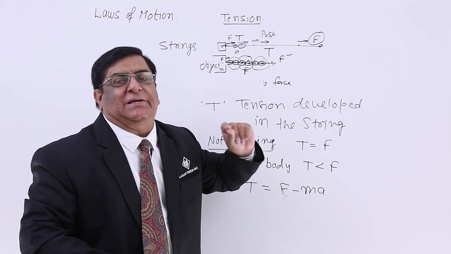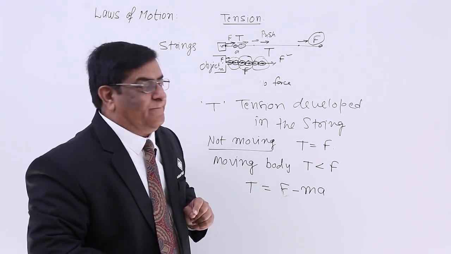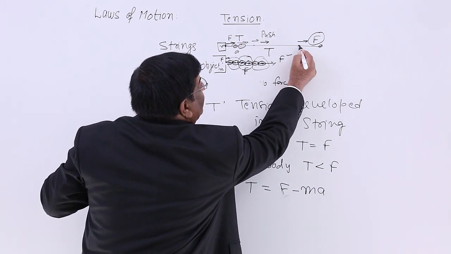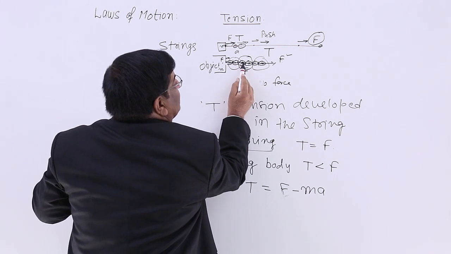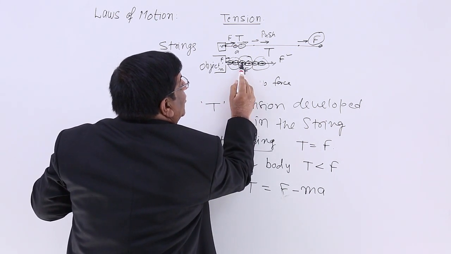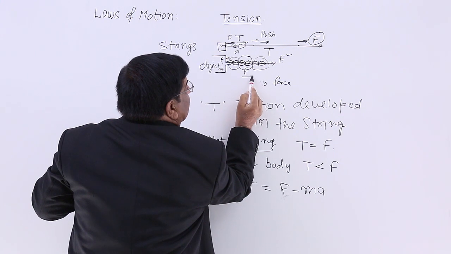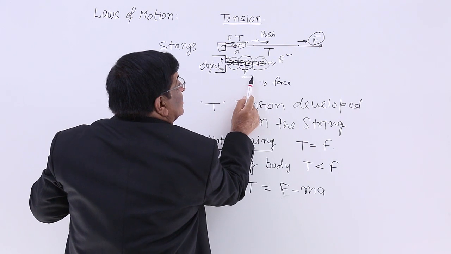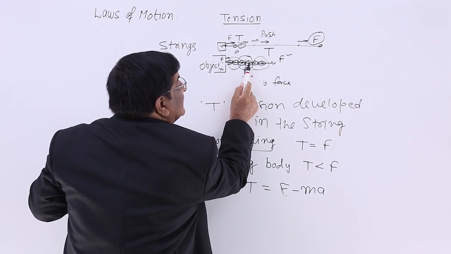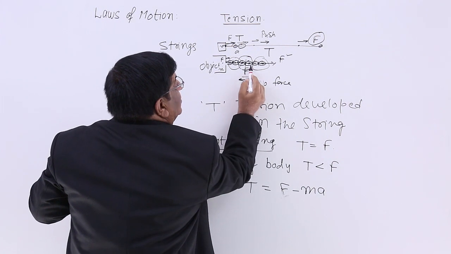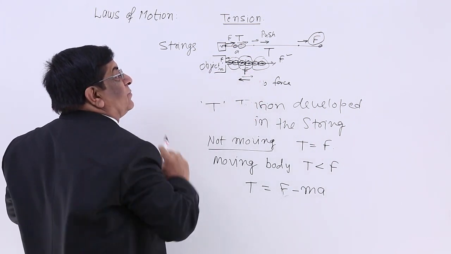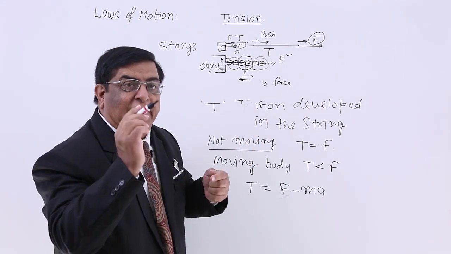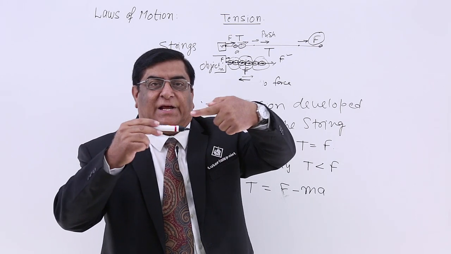The more important thing is the direction of tension at different points. If I have two points here, this is pulling this in this direction. I say the direction of tension at this point is this much, but this is pulling this in this direction. So the direction of tension here is at this point. Then here, what is the direction of tension? The direction of tension is in both directions.